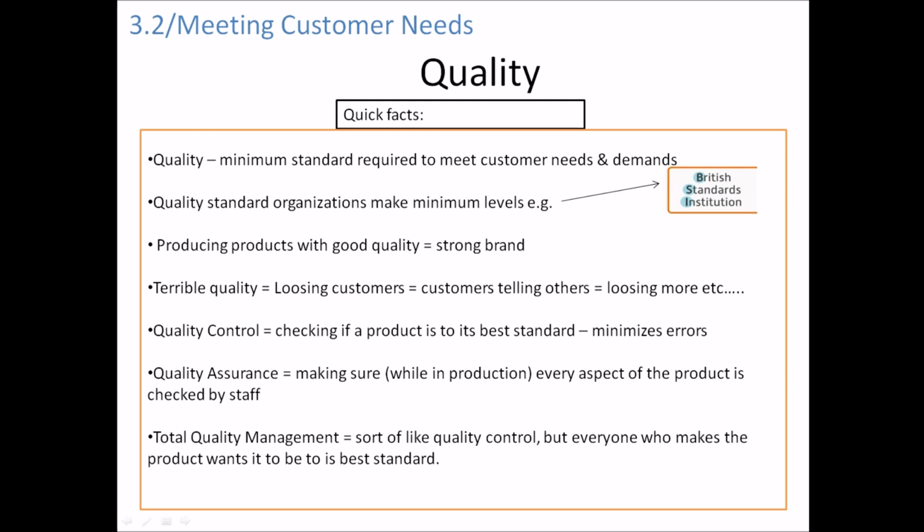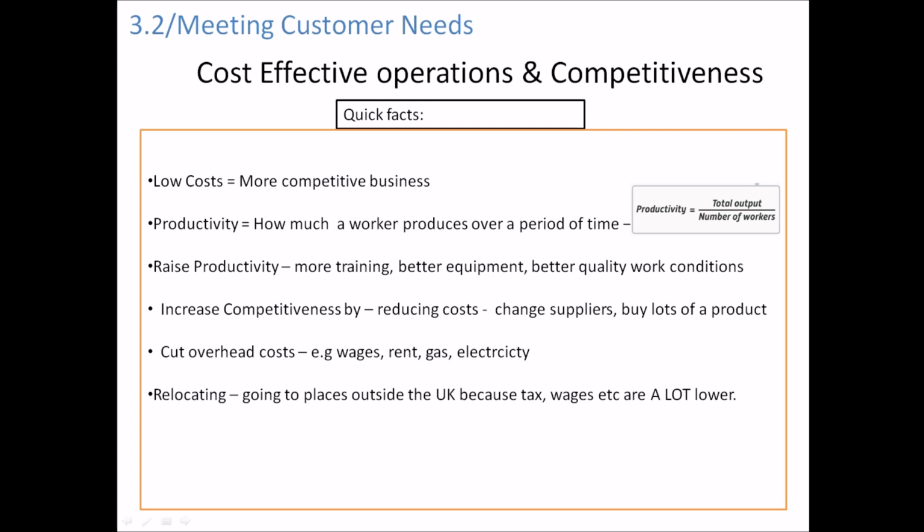Total quality management is a little bit like quality control, but it means that everyone involved in the product wants the product to be to its best quality, and this is seen in very, very high quality businesses. Cost-effective operations and competitiveness. Okay, so if you have low costs, it means you're a more competitive business.